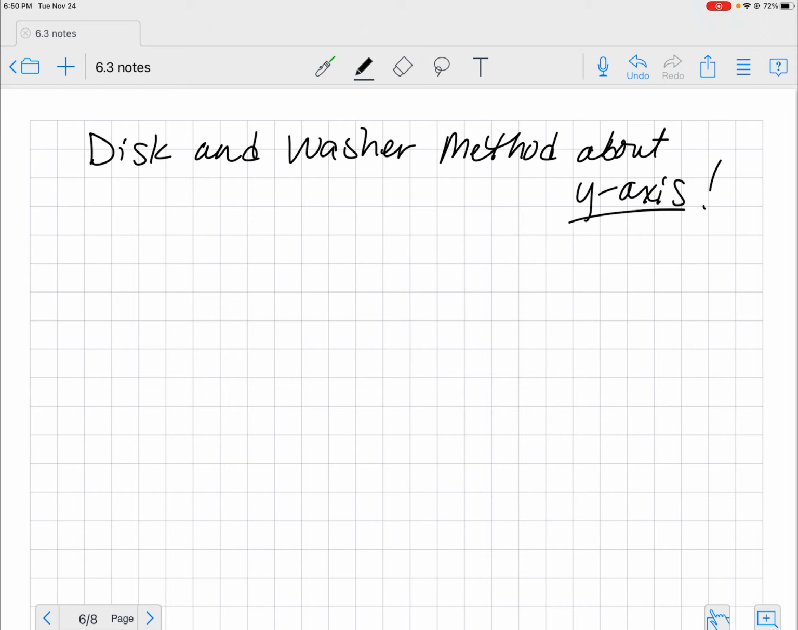Not everything revolves around the x-axis. We have to be open to what's going on here. So here is your disk method. Your disk method is literally the same. We're not getting anything new here. It's just a matter of the variables.